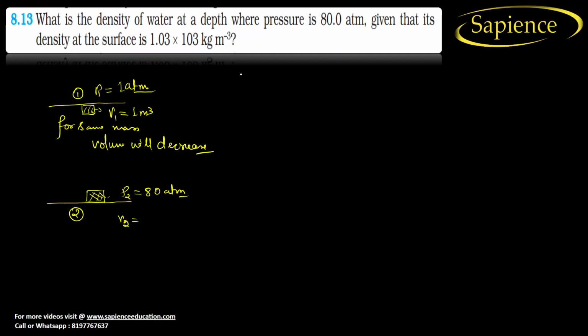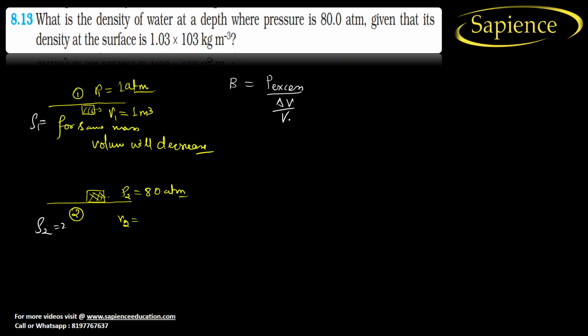Okay, now let us suppose we know the bulk modulus of water. Bulk modulus B is equal to the excess pressure P excess divided by the change in volume by the original volume. Now we want to find the density at the second position, rho 2. Rho 1 is mass by V1, and rho 2 we want to find. So how will you find it? Let us assume that the bulk modulus B is equal to P excess by delta V.